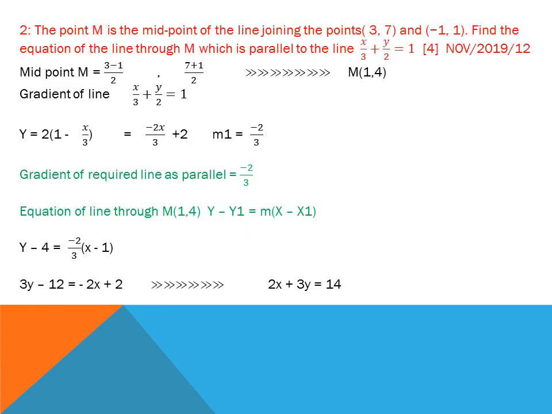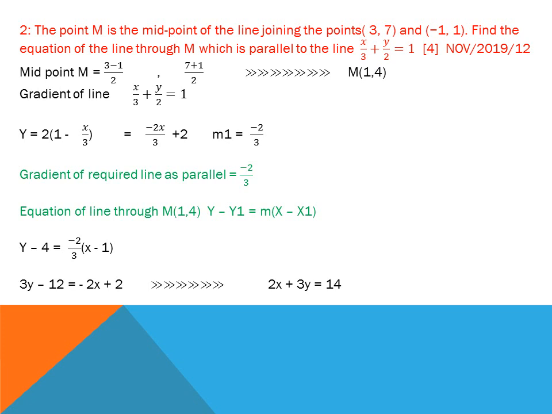In question number 2, the point M is the midpoint of the line joining the points (3, 7) and (minus 1, 1). Find the equation of the line through M, which is parallel to the line x over 3 plus y over 2 is equal to 1. It means M is the midpoint. First of all, we should find the midpoint of these 2 points (3, 7) and (minus 1, 1) here.